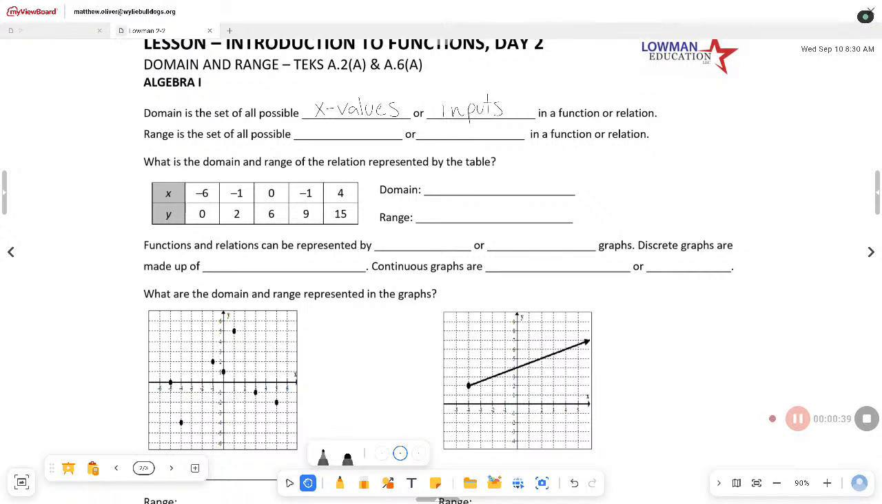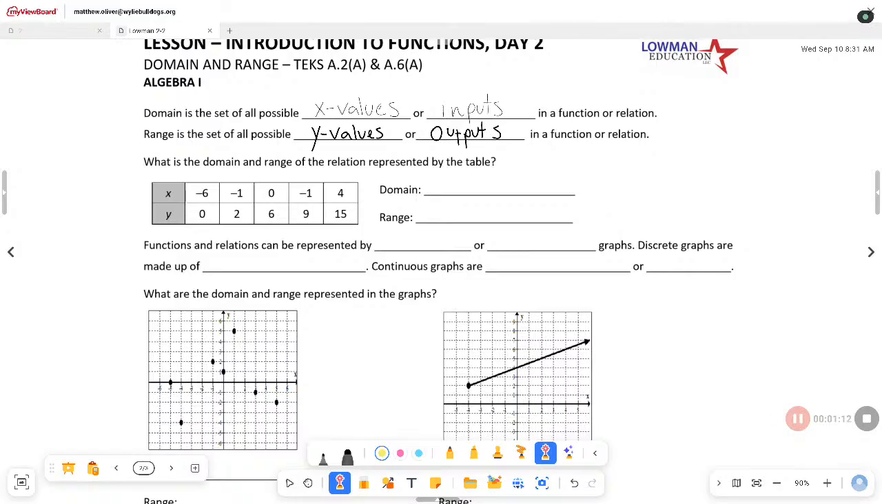Then range is the set of all possible y values or the outputs. So what that means is, whatever the function is, if I put in a -6 here for x, it should always give me a 0 for y. That's the input and output.